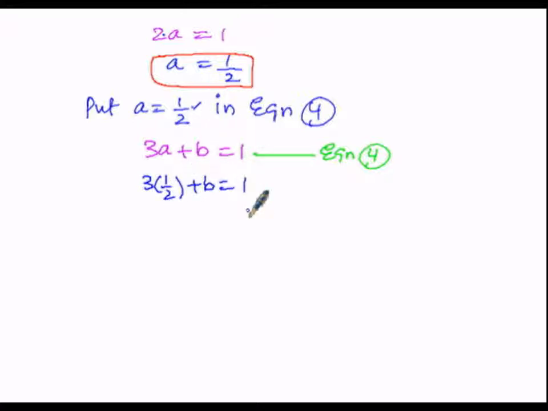In order to find out the value of b, so here b equals 3 into 1 by 2, that is 3 ones is 3, divided by 2, that is 3 by 2, must be transposed over to the right hand side. Then the next logical step: the right hand side is 1, 3 ones is 3, that is 3 by 2. When it is transposed over to the right hand side, it becomes minus 3 by 2.